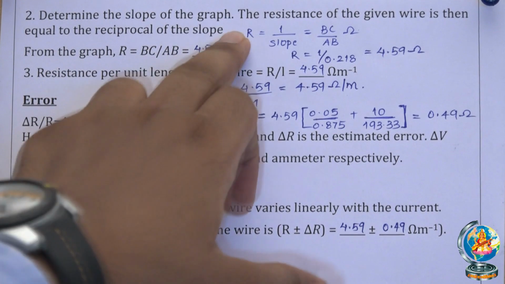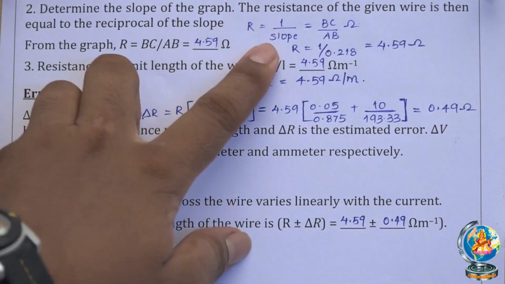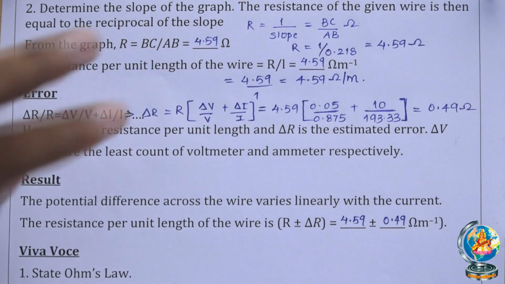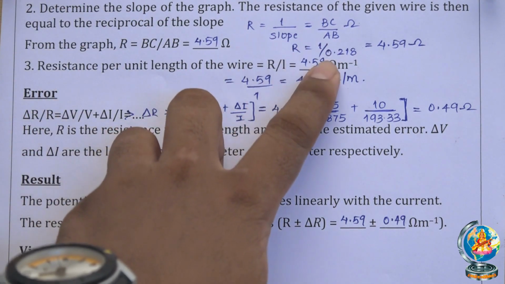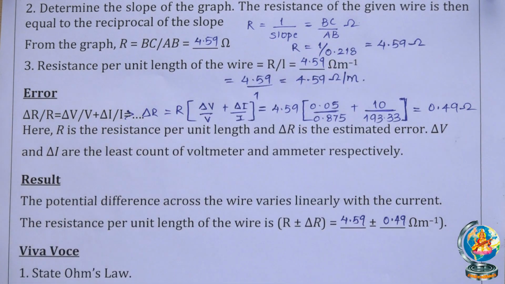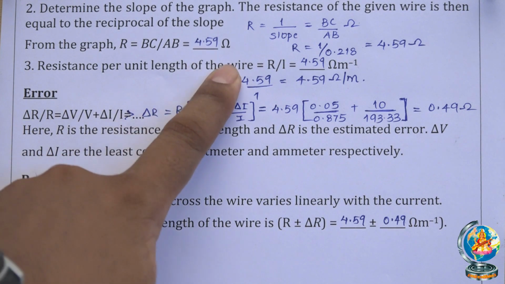Determine the slope of the graph. The resistance of the given wire is then equal to the reciprocal of the slope. Therefore, R is equal to 1 by slope, that is equal to BC by AB. I have the reciprocal of AB by BC, that is BC by AB, and I get my answer. R is equal to 1 upon 0.218, that is 4.59 ohms. So from the graph, R is equal to BC by AB, that is 4.59 ohms, that is my answer.